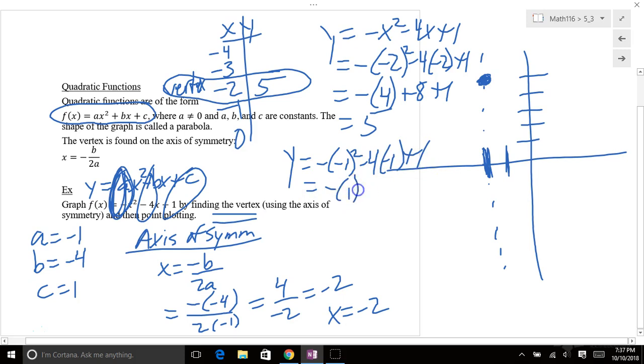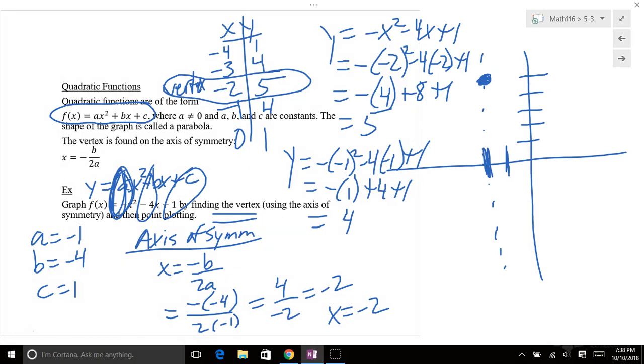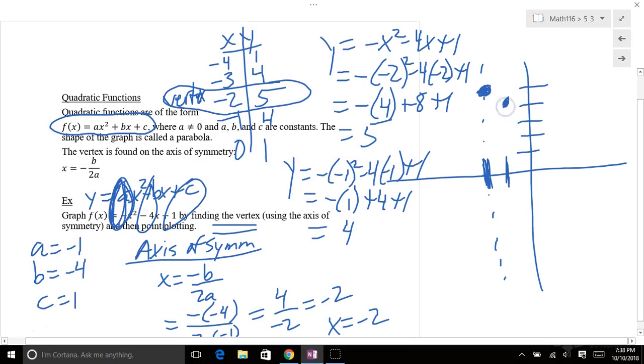You get negative 1 plus 4 plus 1. It looks like this ends up being 4. Plug 0 in, same way, you get 1. Plug the negative 3 in, you get 4. And you plug the negative 4 in, you get 1. So you plot all those points now. Negative 1, we're up 4. Negative 1, 4. 0, 1 is right there. Negative 3, 4 is right there. And negative 4, I'm up 1 right here.